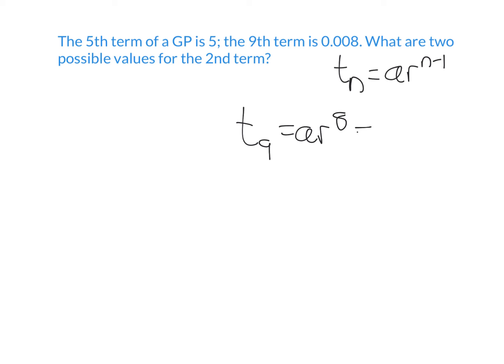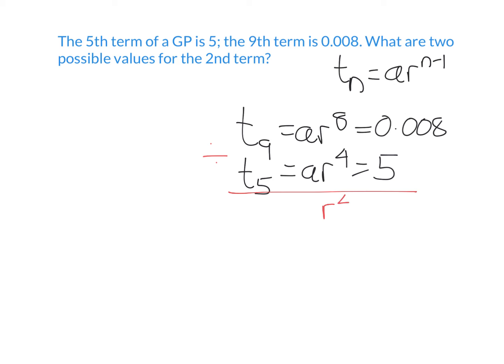We're told in this question that that's equal to 0.008. Similarly, the fifth term of any geometric sequence is always a r to the power of 4, and we're told that equals 5. Now, to solve these simultaneously, I need to eliminate one of the variables. If I divide one equation by the other, I can get rid of the a's. You always want to have the higher power of r on top so you don't end up with a negative power for r. So a divided by a is just 1. r to the power of 8 divided by r to the power of 4, just using index laws, is r to the power of 4. And then 0.008 divided by 5 is 0.0016.